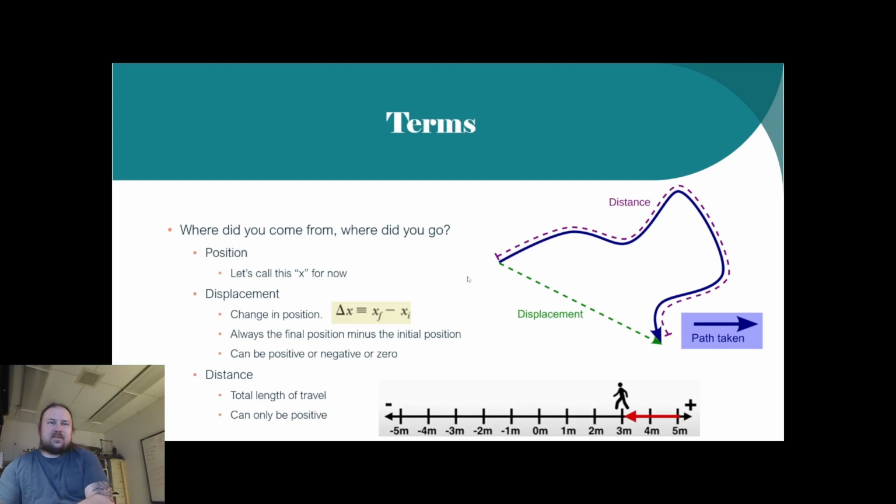And of course, distance can't be negative. You can't travel a negative distance. You either take a step left or you take a step right, but your distance is still one step. So it's only positive, okay?